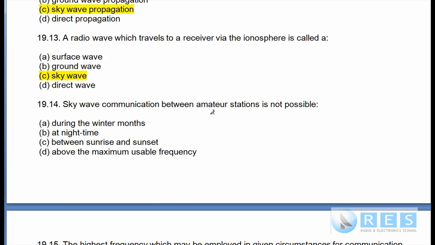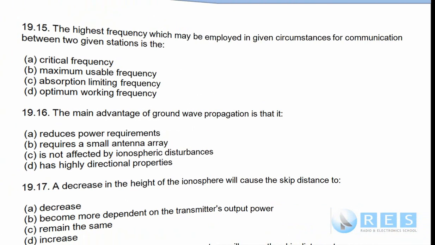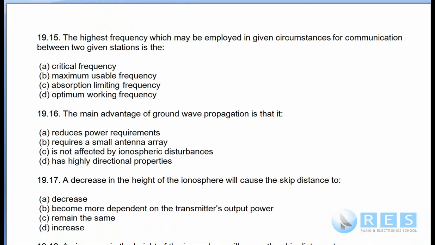19.14, skywave communication between amateur stations is not possible above the maximum usable frequency. If you operate above the maximum usable frequency, your wave won't refract from the ionosphere, it will penetrate it and escape into space. 19.15, the highest frequency which may be employed in given circumstances for communication between two given stations is the maximum usable frequency, the MUF.